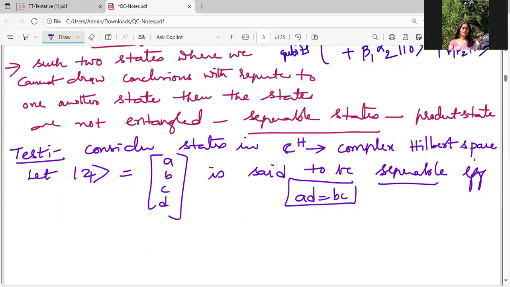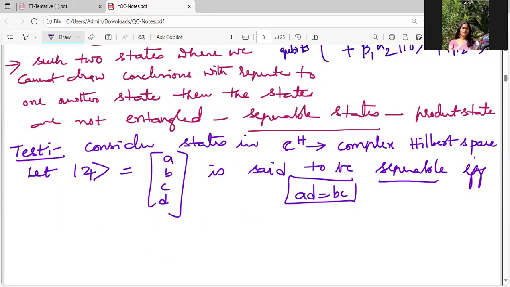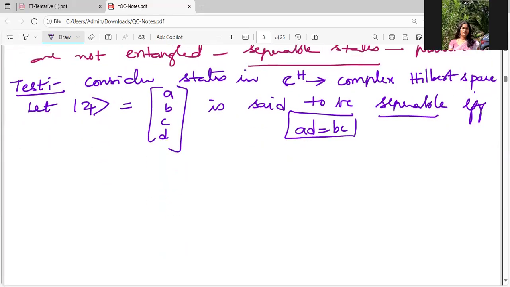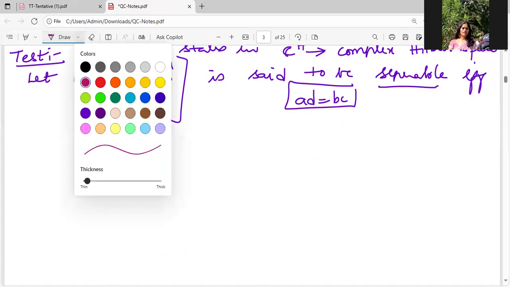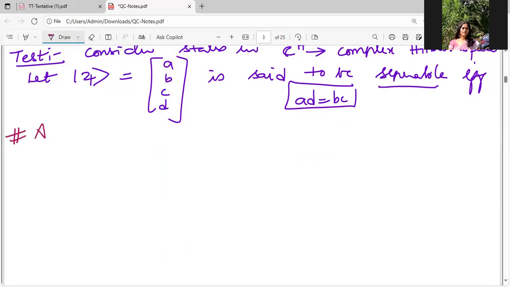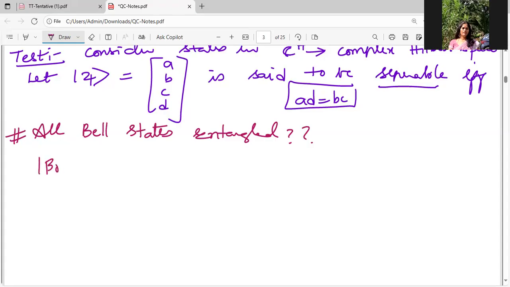Now, let me show certain things about being separable and not being separable. There are three Bell states, guys, about which I gave some explanation in one of my videos. Do check. The question is, are Bell states, also called EPR states, entangled? What are Bell states? Let me write here.